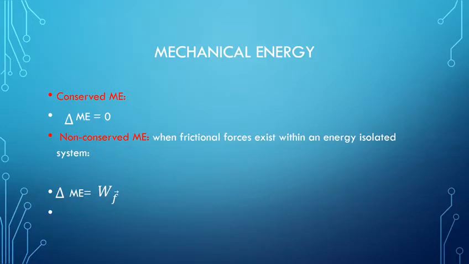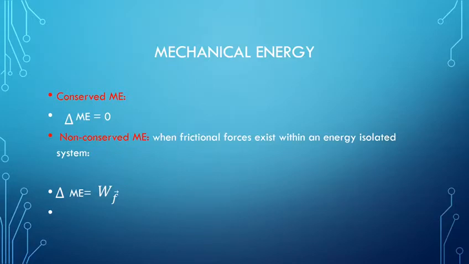Now let's talk about the mechanical energy. If we say that the mechanical energy is conserved, then we know that delta ME, or the variation of this mechanical energy, is equal to 0, because the variation, or delta ME, is equal to the mechanical energy final minus the mechanical energy initial. And if we subtract these two quantities and we end up with 0, that means they're equal, and then this mechanical energy didn't differ between the beginning and the end of the experiment, and so it is conserved. It remained constant.